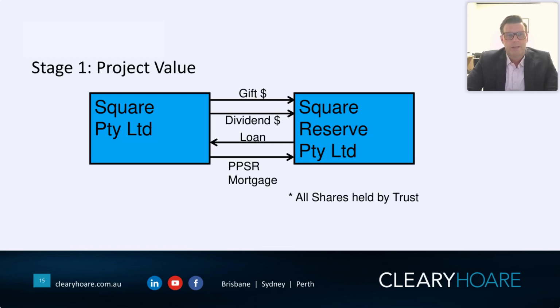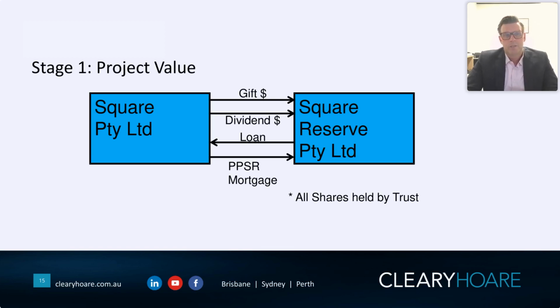So what we've ended up with in this situation is we still have Square, it still has mum and dad as the sole shareholders, but it has now got a secured loan to Square Reserve, potentially equal to the value of the business, the building, and any retained profits we've got sitting in Square. In doing that, we're now in a much stronger position if anything were to happen in Square in terms of some sort of event down the track.